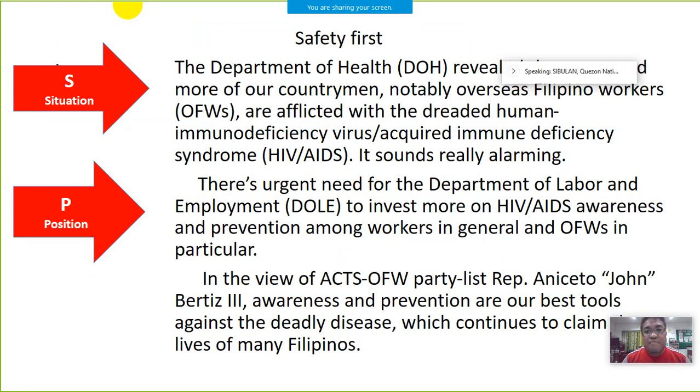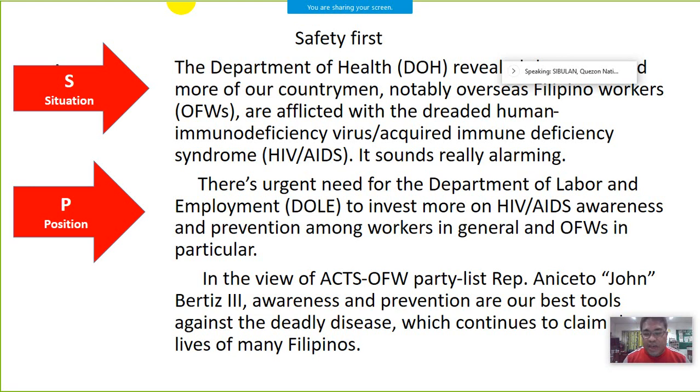Now we can also have other approaches. I have a practical sample here to show the SPECS approach in writing an editorial. SPECS means S stands for situation, P stands for position, then E for explanation, C for conclusion, and the last one is solution. So the title of this editorial that I'm going to share with you is Safety First.